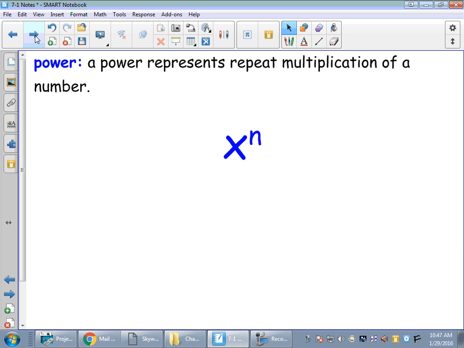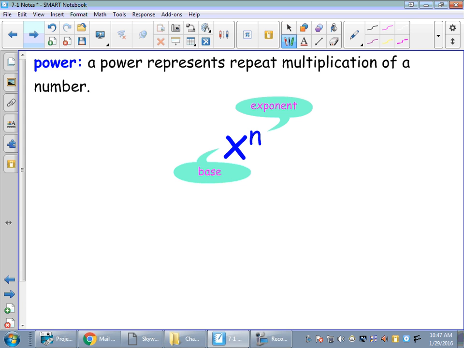The next part, we have some terminology of a power. The best way to describe a power is repeat multiplication of a number. A power represents repeat multiplication of a number. And in a power, you have the exponent. That's the little number. It's a superscript. It goes up above, and it's tiny. That's your exponent. And then you have the base. A power tells us what we're going to multiply. The exponent tells you to repeat the multiplication.